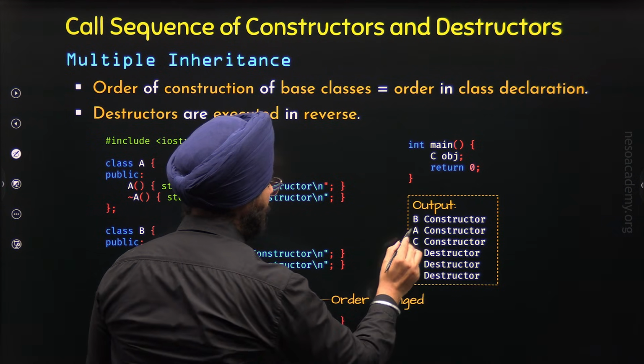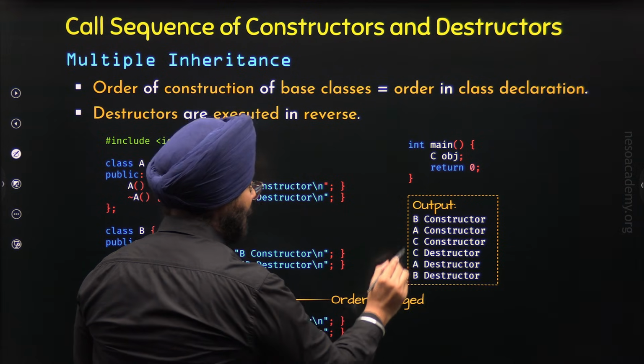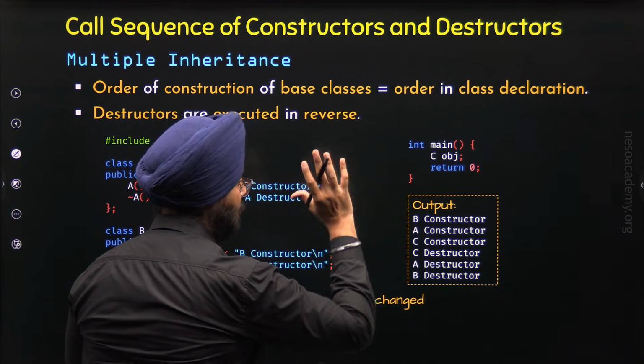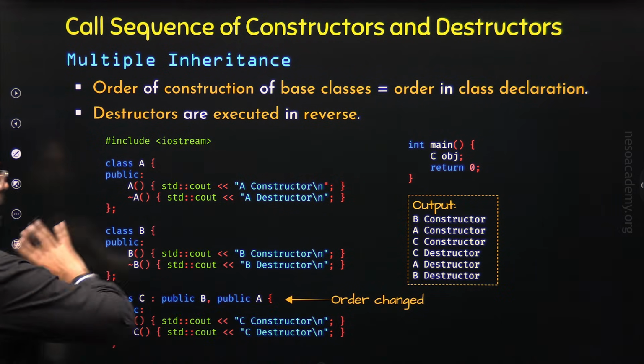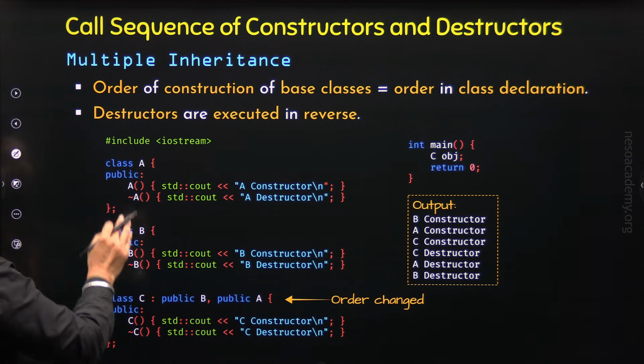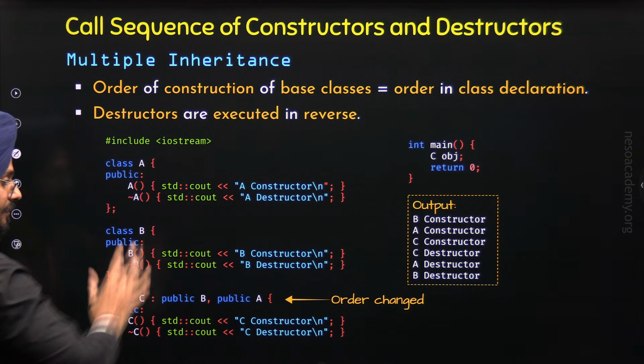B constructor, A constructor, C constructor. Then C destructor, A destructor, B destructor. The order has been changed in this case. I hope this idea is clear to you. So this is the call sequence of constructors and destructors in case of multiple inheritance.